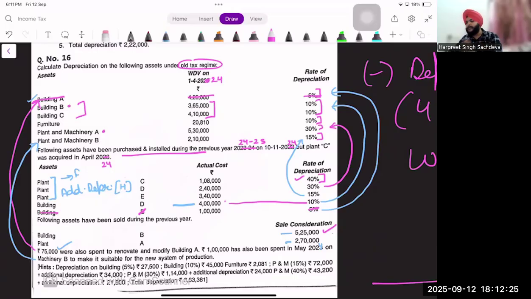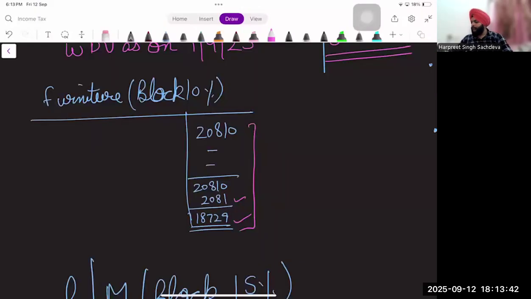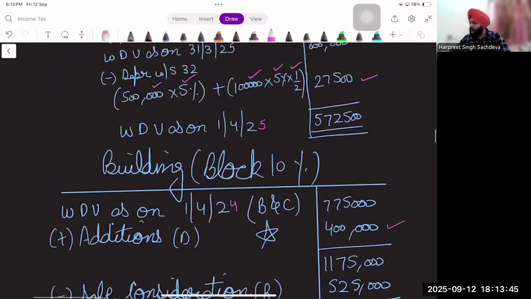Simply you will take the closing WDV and you can calculate the depreciation. Simply you can calculate this, yes or no? Full 10% depreciation and next opening WDV. Anyone, any doubt, Raja? Okay, Raja. Next one.